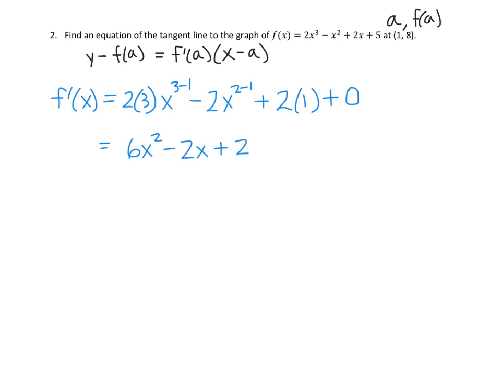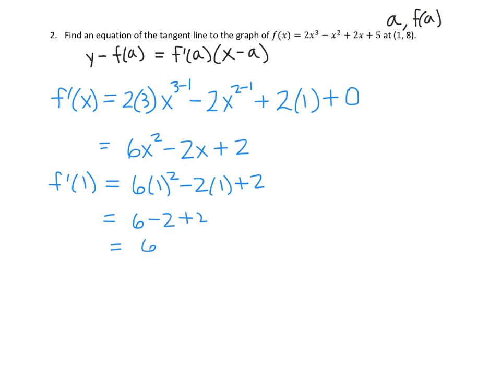That's our derivative. Now we want to find the derivative at a equal to 1. So now f prime of 1 is going to look like 6 times 1 squared minus 2 times 1 plus 2. So our derivative is 6 minus 2 plus 2, which gives us 6. So that is our derivative at x, or a value of 1. So that is our slope of our line. Recall that the derivative gives us the slope of the tangent line at that point. So we can plug that into our equation.